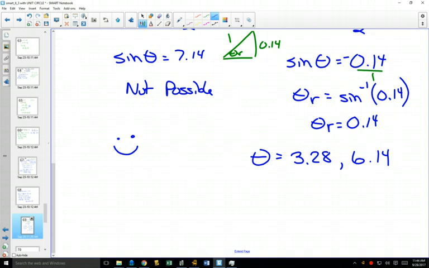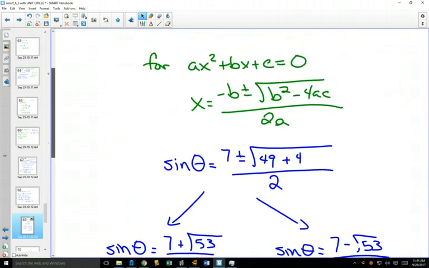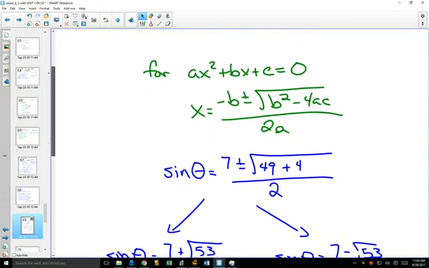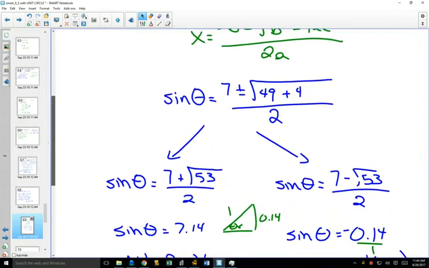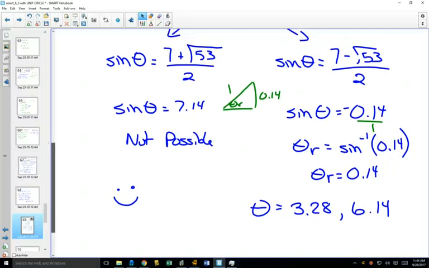But the important part in this question is to see if you get a question that you can't factor, you're going to need to use the quadratic formula and then work on things the same way.